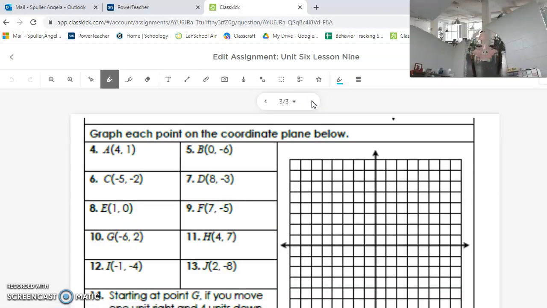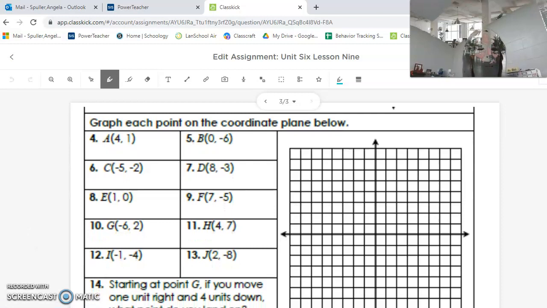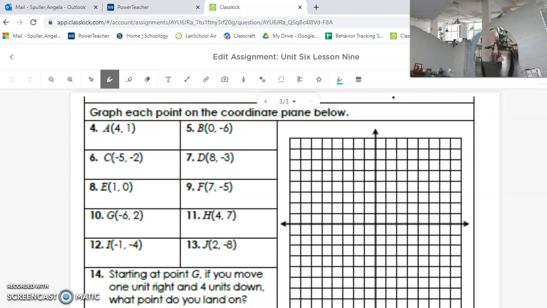All right, let's go over here. Here we have a whole bunch we have to plot. So let's get started. I'm going to do the first 5 with you, and then we'll let you do the last 5. All right, let's start with A. We're going to go over 4. 1, 2, 3, 4 because it's positive. And we're going up 1 because it's positive. And I'm going to label it. Always label it. So that's A.